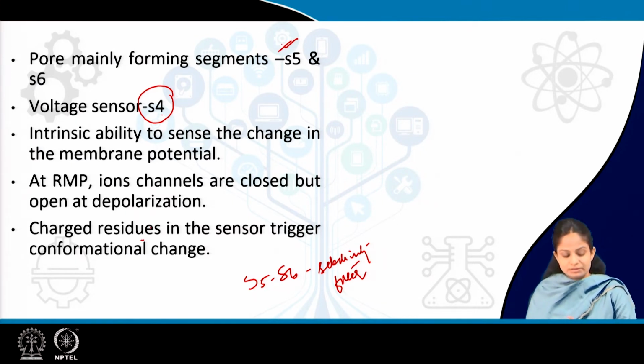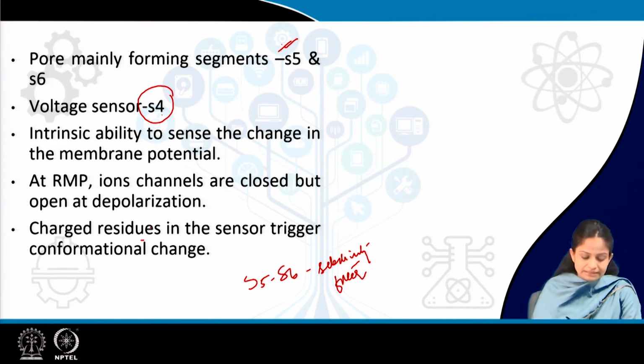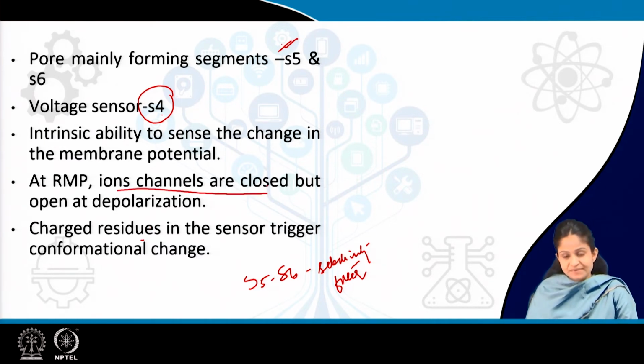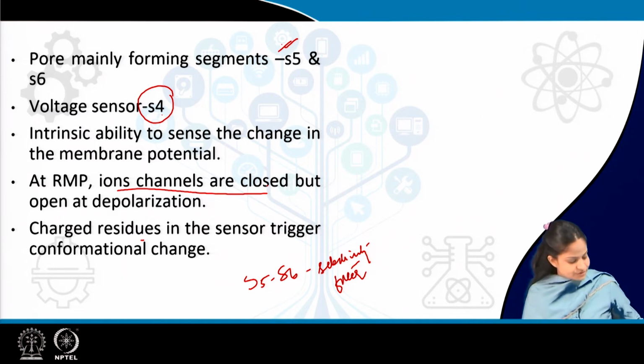Now, one thing we have to remember is the resting membrane potential, which we have already discussed. Whenever the membrane is at rest, the membrane potential measured across the cell membrane is the resting membrane potential. For example, minus 70 millivolt is the resting membrane potential, and minus 90 millivolt is the resting membrane potential for a cardiac cell. At resting membrane potential, these ion channels are closed. They only open whenever there is a voltage change, that means whenever there is a depolarization. So, this we have to remember.